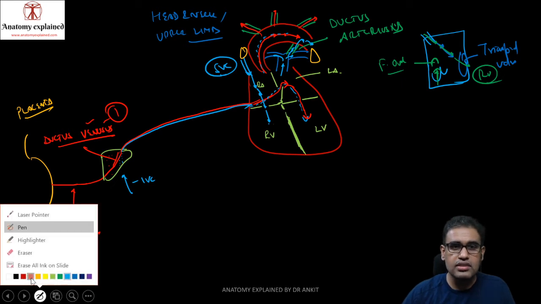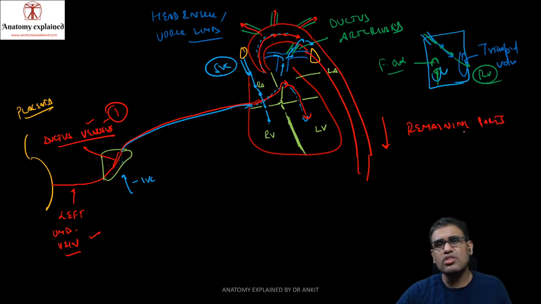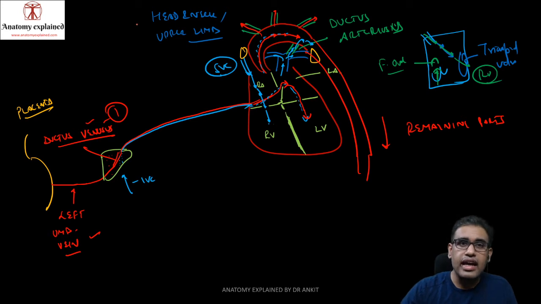And if you remember, this part of aorta over here is going to go down, and it is going to supply the remaining part of the body. So this is supplying the remaining parts of the body, which includes the thorax, the abdomen, the lower limb, all that tissue, except the head, neck, and upper limb.